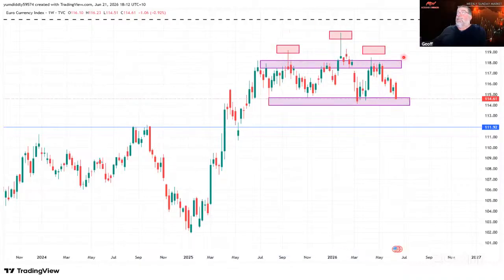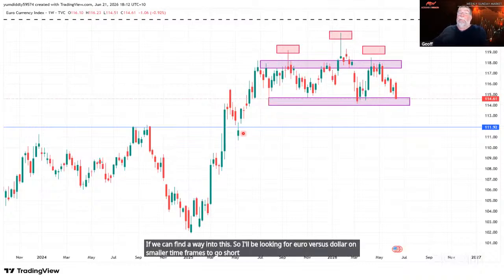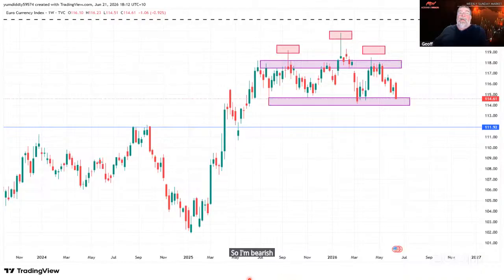This one gives me a very strong bias to say that we're going to here, and potentially here, and potentially here. I see this as a real chance if we can find a way into this. So I'll be looking for euro versus dollar on smaller time frames to go short. So I'm bearish the euro. Next one up.